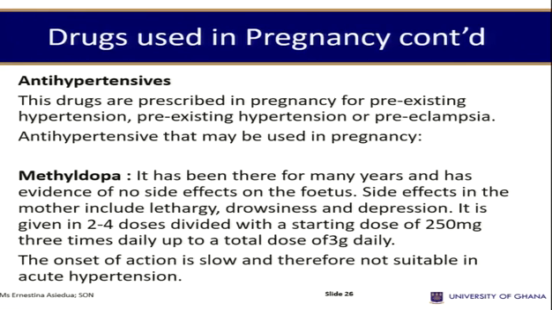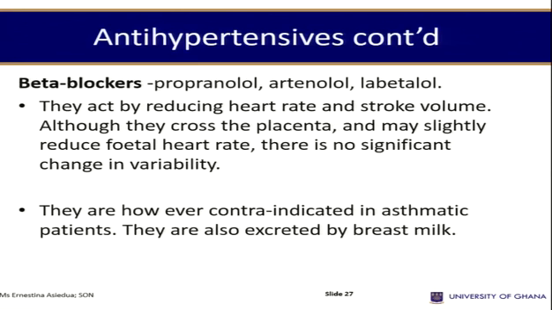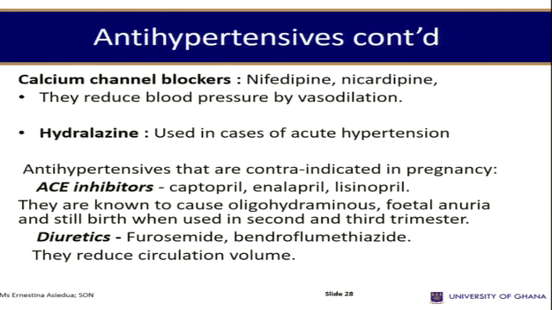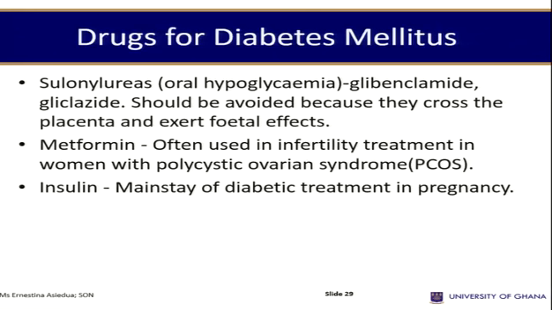We have the antihypertensives. You've done hypertension, so you know all these drugs already. We have methyldopa, which is also commonly called Aldomet, and then we have the beta blockers. We have the example here, which you know already. We also have the calcium channel blockers, nifedipine. Nifedipine is commonly used, and nicardipine and all the others. We have hydralazine used in acute hypertension. All these things, you've done them in medicine and you're familiar with their use and their effects.